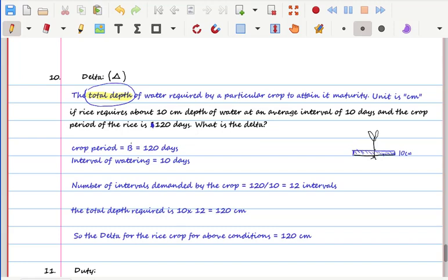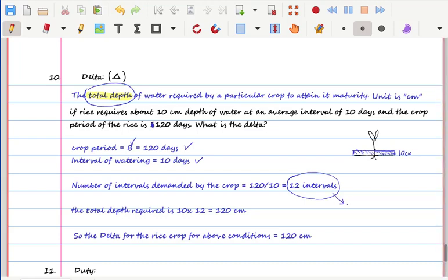Crop period is given, which is shown by B. There is 120 days, interval of watering 10 days. After every 10 days, we need to give 10 centimeter water to this rice. The number of intervals demanded by the crops are going to be, obviously, we have total 120 days and the interval of watering 10 days. After every 10 days, we need to give water to the rice till 120 days. So we are going to have 12 intervals of 10 days each, right? So total intervals will be 12.